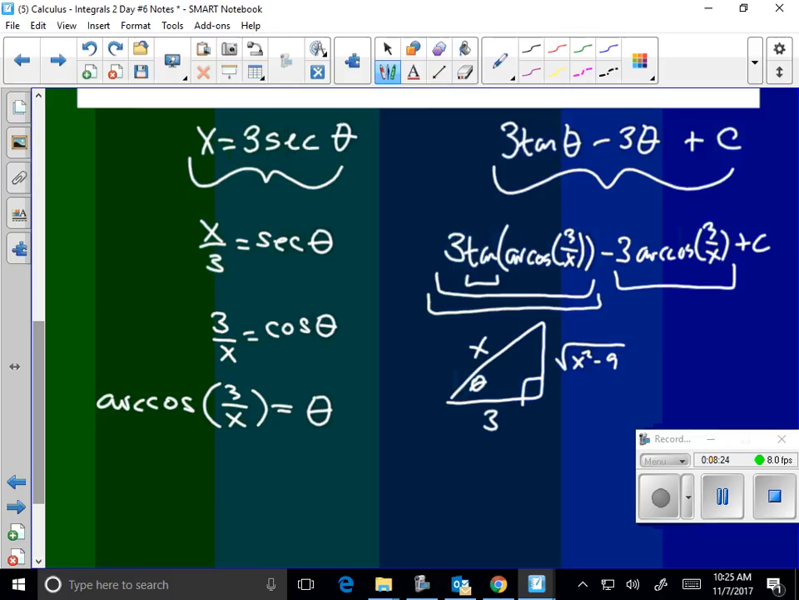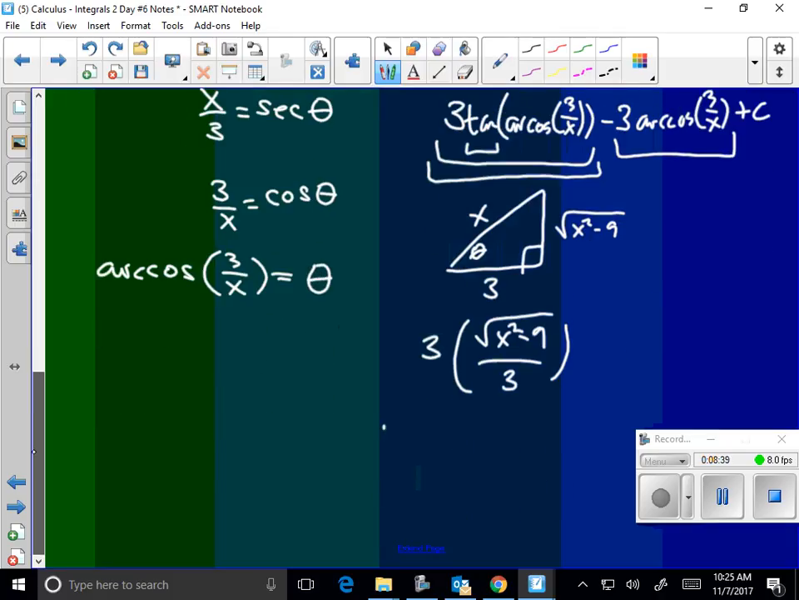Okay, so what is 3 times the tangent of this angle? Well, the tangent would be opposite over adjacent. So the 3's will cancel, which is very nice. You're welcome. Minus 3 arc cosine of 3 over x plus c. Those 3's, they go bye-bye. I get the square root of x squared minus 9 minus 3 arc cosine of 3 over x plus c. Now we're done.